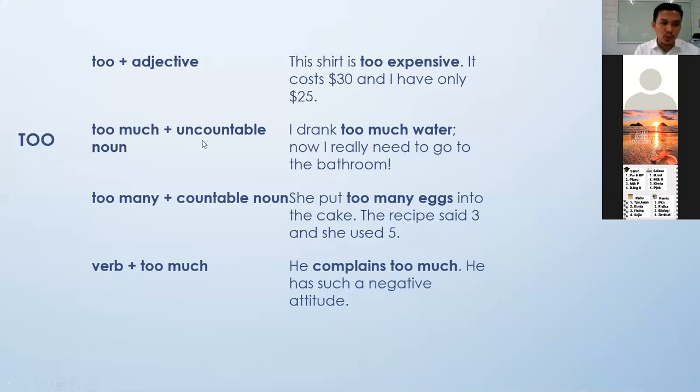Okay, too much plus uncountable noun. Yeah. Too also can be followed by much and then followed by uncountable noun. Jadi much uncountable noun. What is uncountable noun? Uncountable noun it means kata benda, kata yang tidak dapat dihitung. Yeah. When it is uncountable noun, so here it should be many or much. Much, sir. Much, right. Sesuatu yang kamu tidak dapat menghitungnya, maka di situ adalah much.